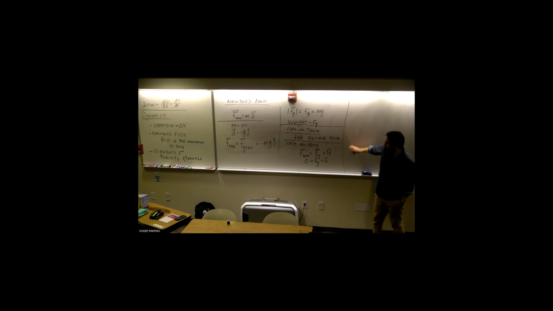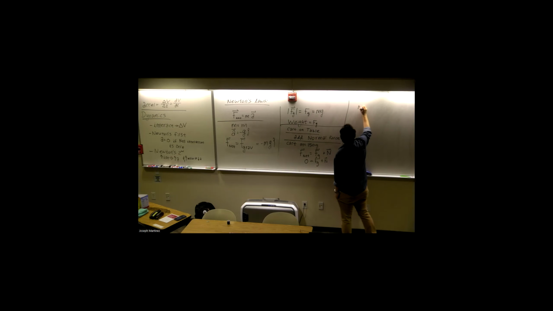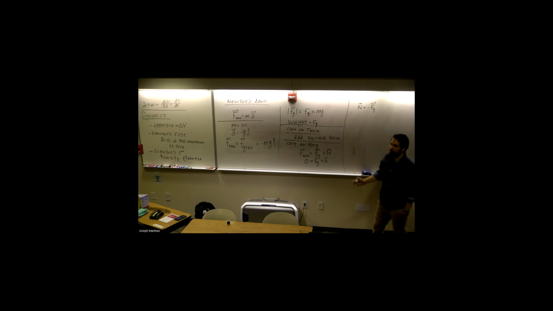Does that seem reasonable? Yes? So now we have that 0 is the force of gravity plus the normal force, or in other words, normal force is equal to negative force of gravity. Just subtract the force of gravity over to the left-hand side. Do we see how we got this? Yes?